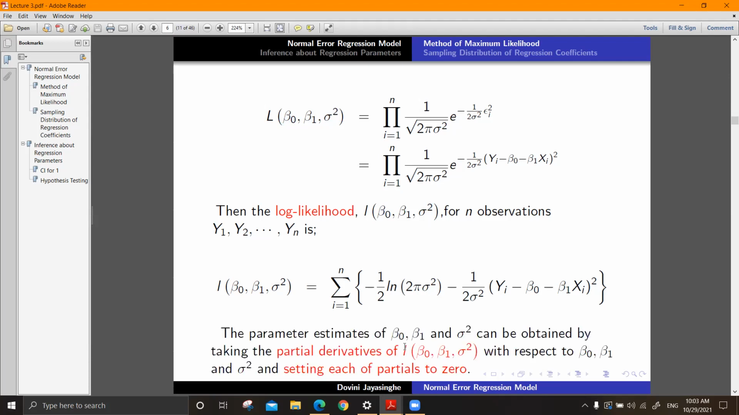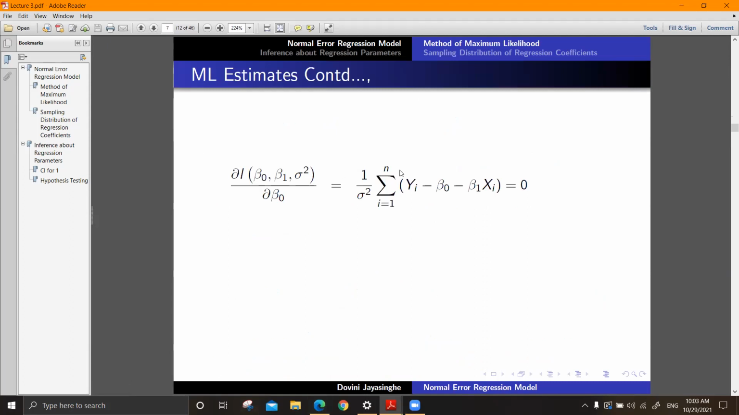The parameter estimates of beta naught, beta 1, and sigma squared can be obtained by taking the partial derivatives of the log likelihood. So to find a maximum or a minimum, what should you do? You get the derivative and equate it to 0. Then only you are getting a turning point, right? You all are math students, you know this. With respect to beta naught, beta 1, and sigma squared, you get the partial derivatives, and set each of the partials to 0, right? So you call these the normal equations.